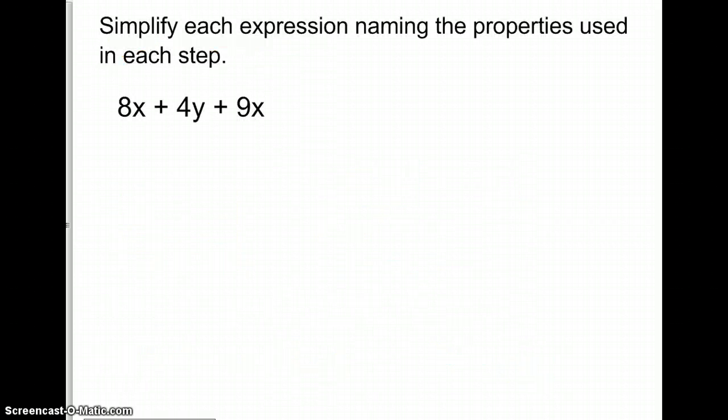Moving forward, though, we're going to take a look at simplifying these and stating the properties used in each step. I'd suggest you maybe take a look at these problems, hit pause, try them on your own, and then come and check, see how did you do. Okay? You don't have to, but it would be a good practice. So first off, what we're going to do is we're going to move the 8x and the 9x next to each other. And because we're moving the terms around in the expression, we have the commutative property.